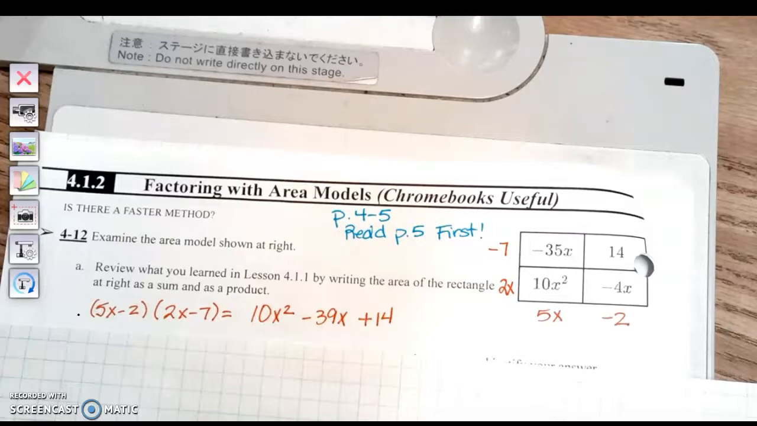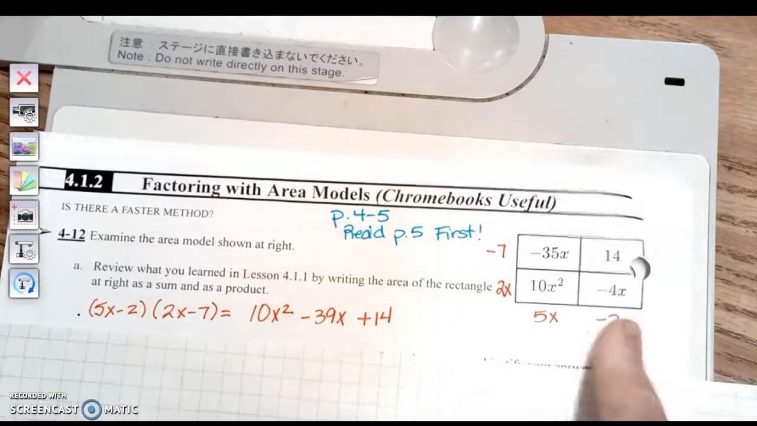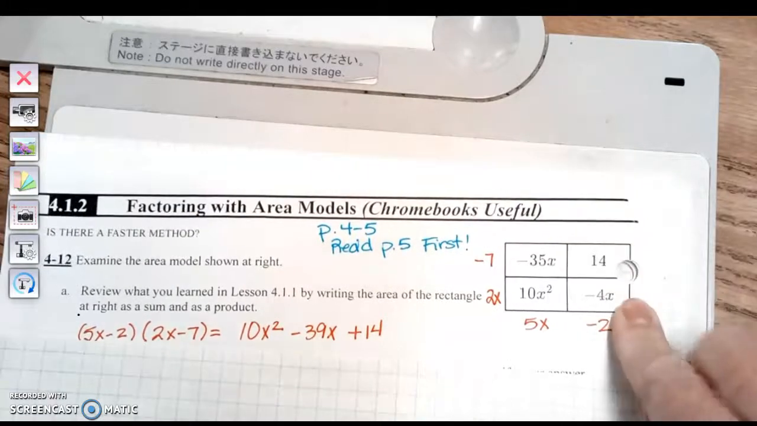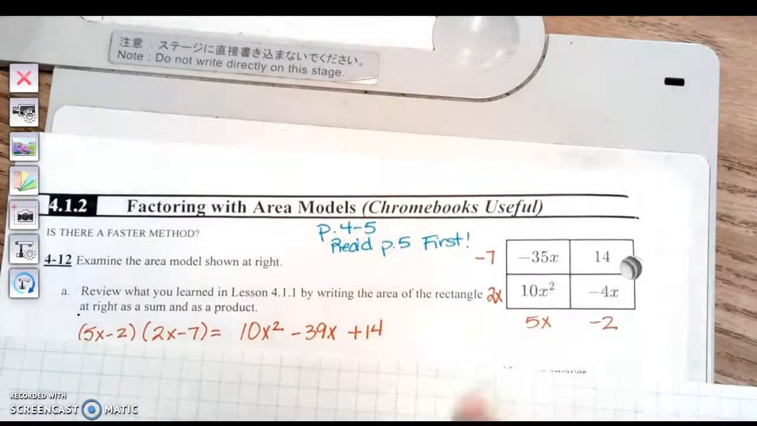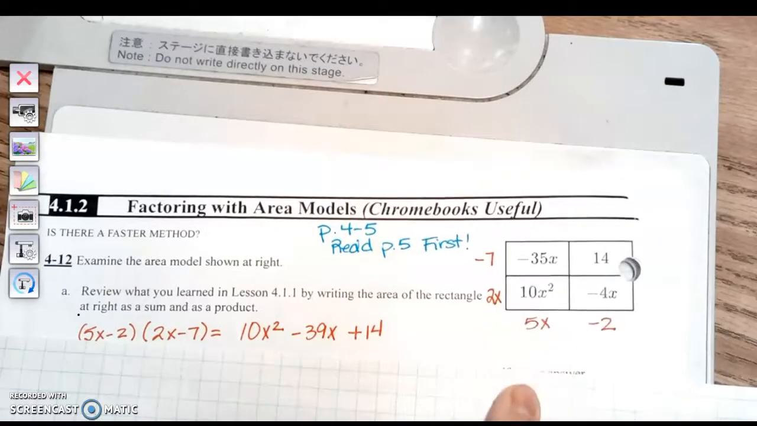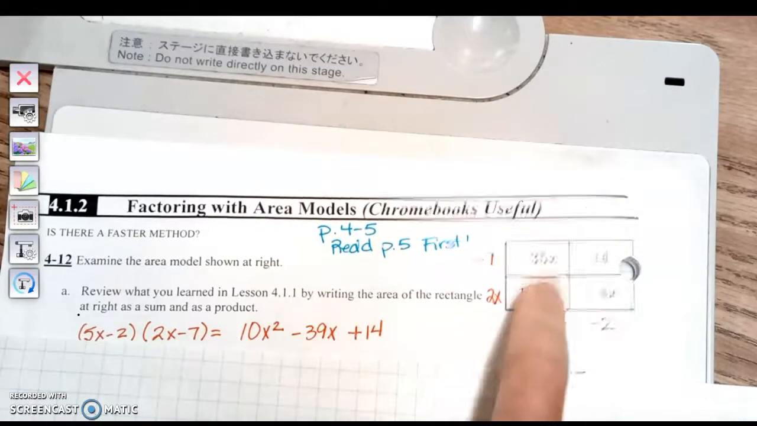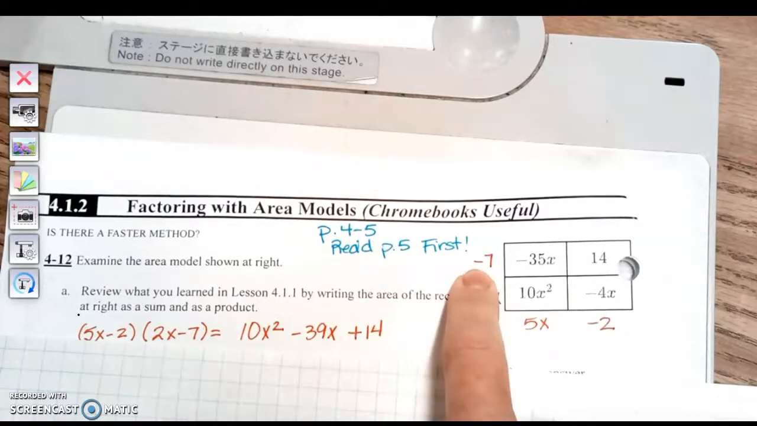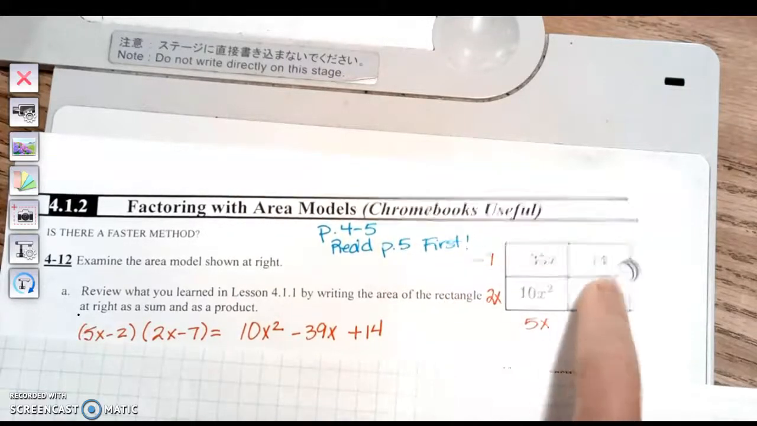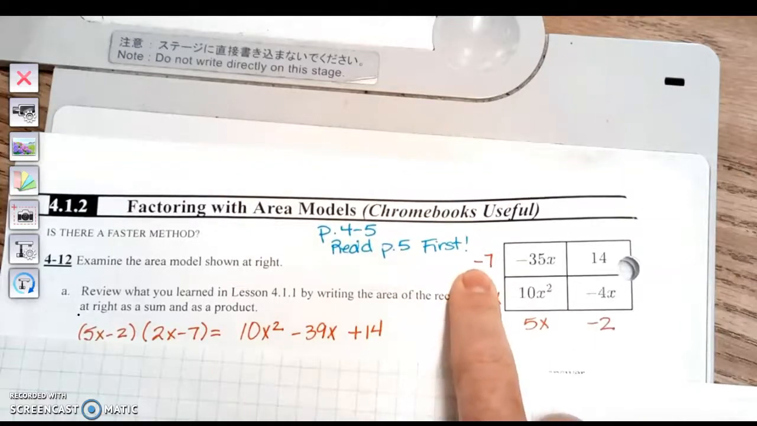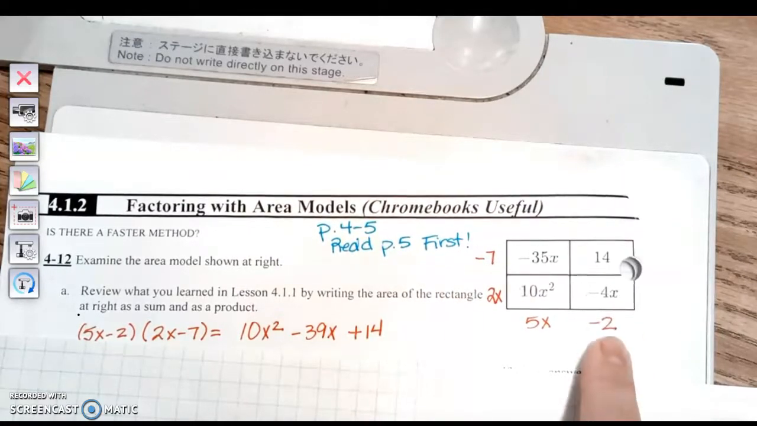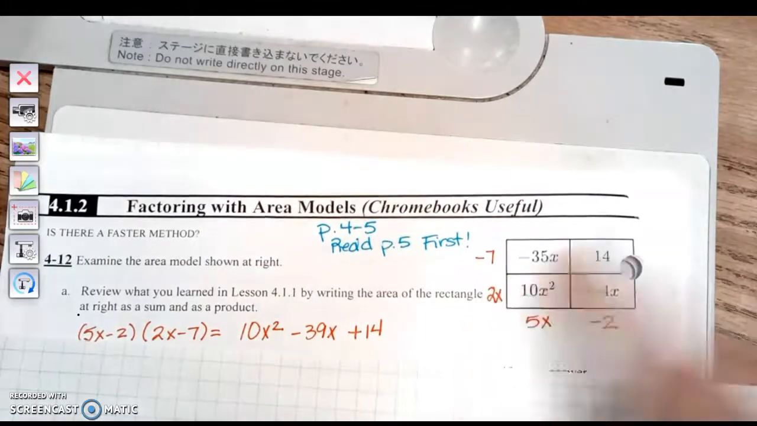Examine the area model shown at right. Review what you learned in lesson 4.11 by writing the area of the rectangle at right as a sum and as a product. Okay? So this area model somehow avoided the hole punch, but it's there. Okay, so to get 10x squared, we have 5x and 2x. To get negative 35x, we have 5x and negative 7. To get 14, we multiply negative 2 times negative 7. And to get negative 4x, we multiply negative 2 and positive 2x.